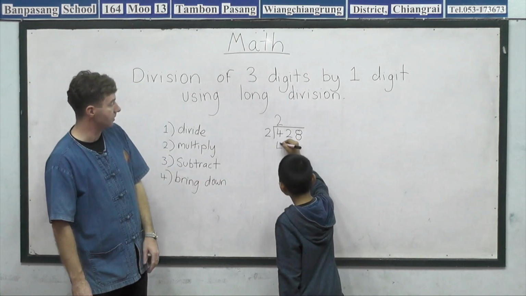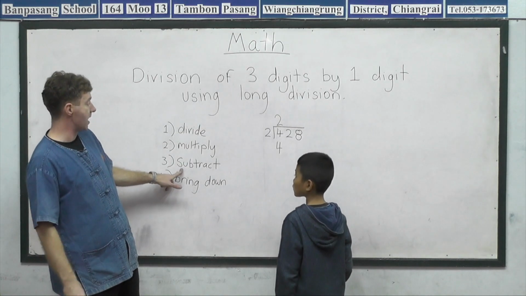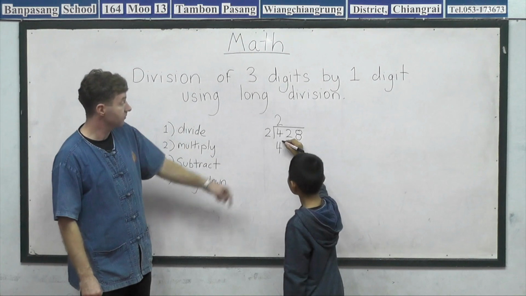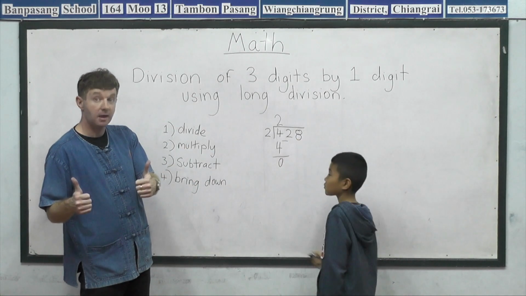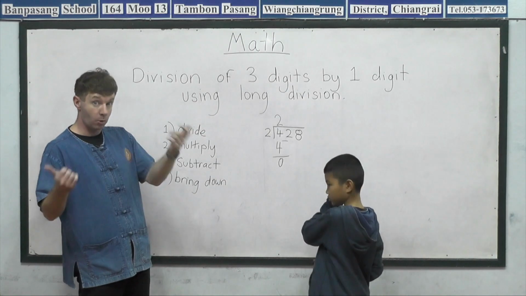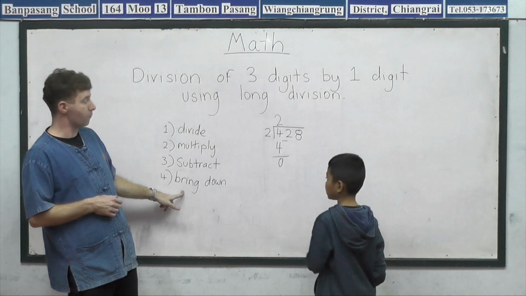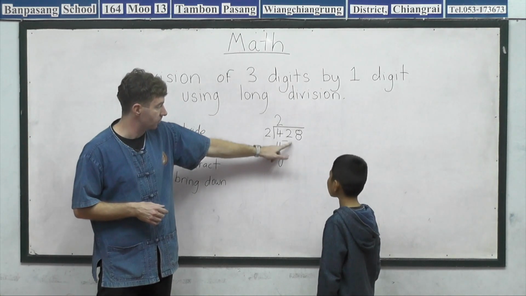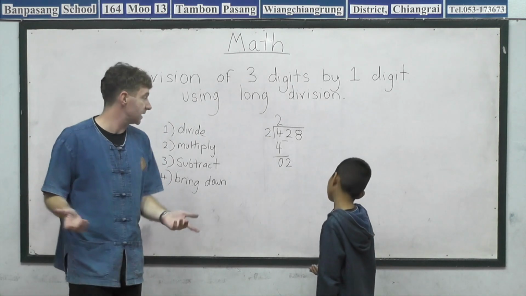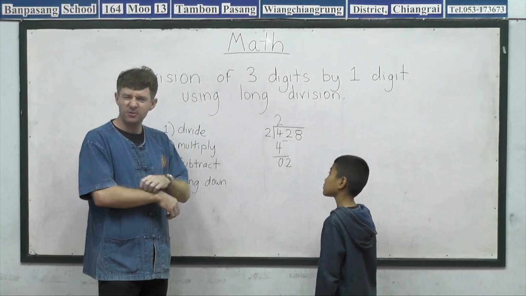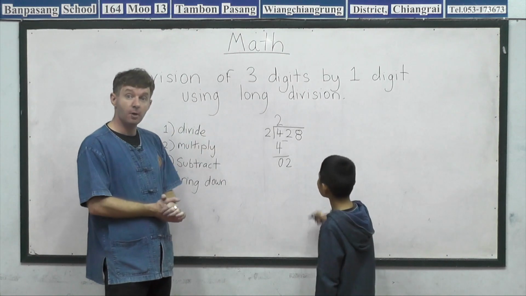So excellent. Now we're ready for step number 3. Subtract. 4 minus 4 equals 0. Perfect. And once we reach 0, we know we're ready for the next stage. Bring down. So let's take our 2 and let's bring it down here. And then we repeat the process. 2 divided by 2 equals 1. So we'll write our 1 on top.